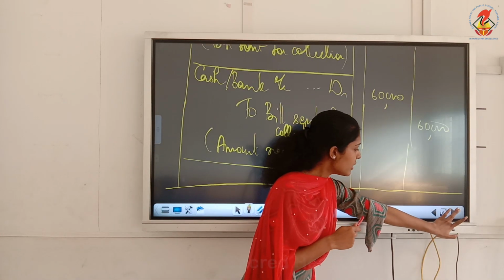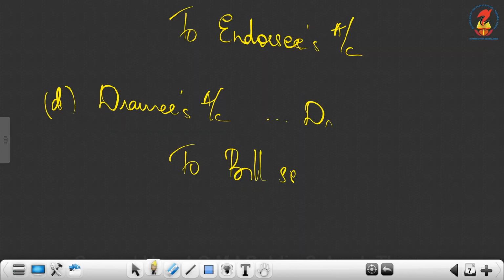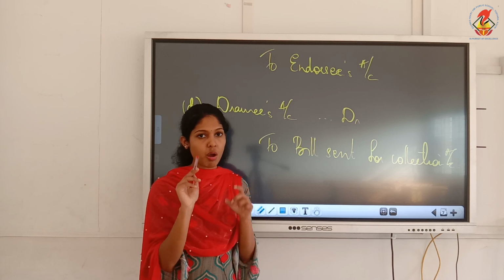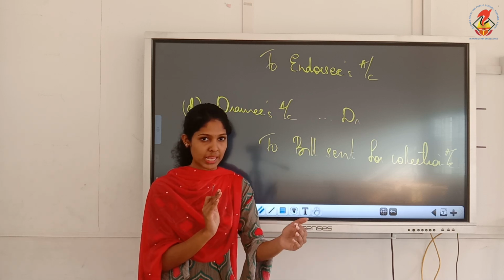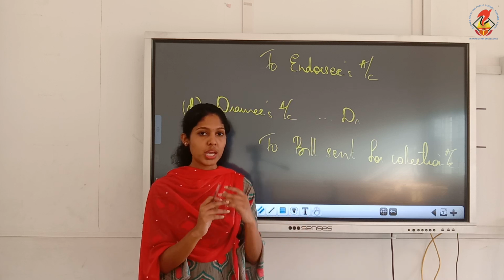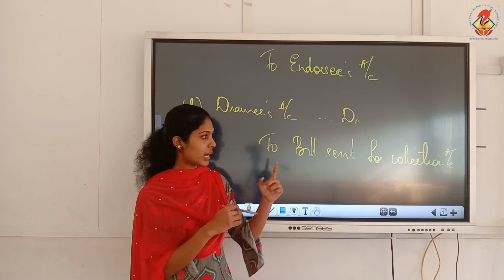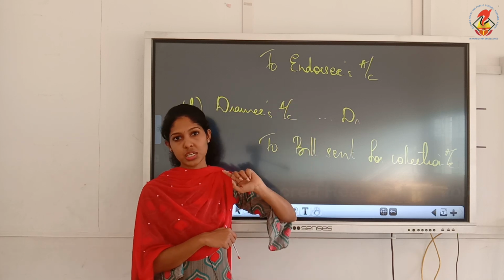Now when the bill is getting dishonored, we'll have to cancel that bill sent for collection account. Understood? Not bills receivable account, it is bill sent for collection, because that will be returned back by the bank at the time of dishonor. And if it is case number 4, that is bill is sent to bank for collection, the bank will return the bill back to the drawer. So that is why we are cancelling this bill sent for collection account, which we debited earlier.